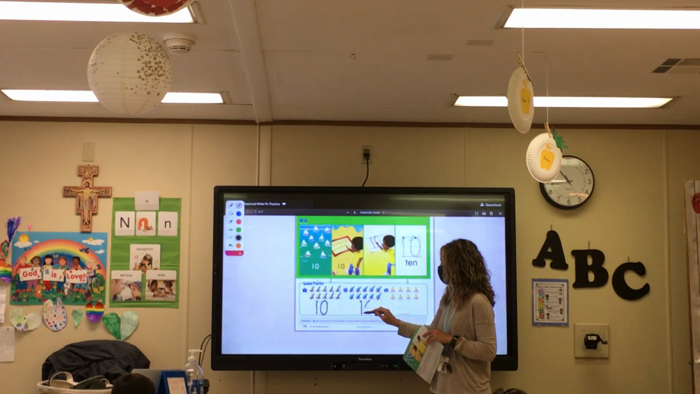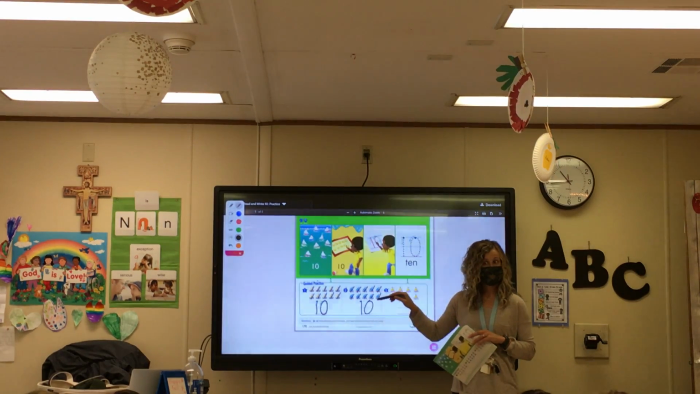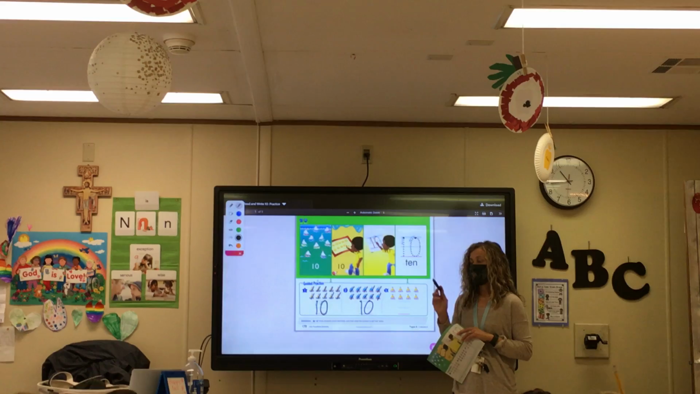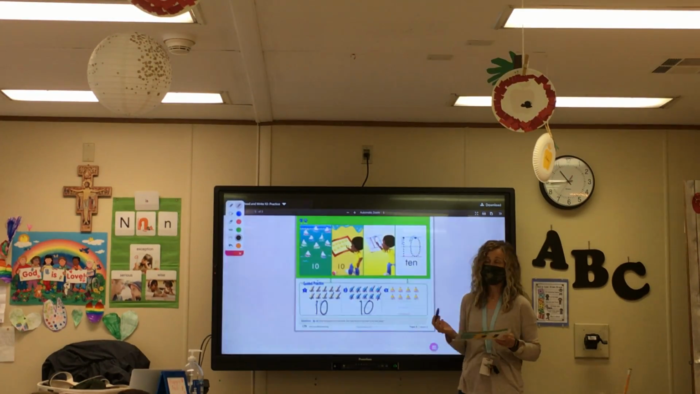Start on those black dots, the baseline. Did you notice that there's 5 on top and 5 on bottom? That was an easy way for me to see. I already knew that there would be 10 because I saw 5 and 5. Those 10 frames are very helpful.